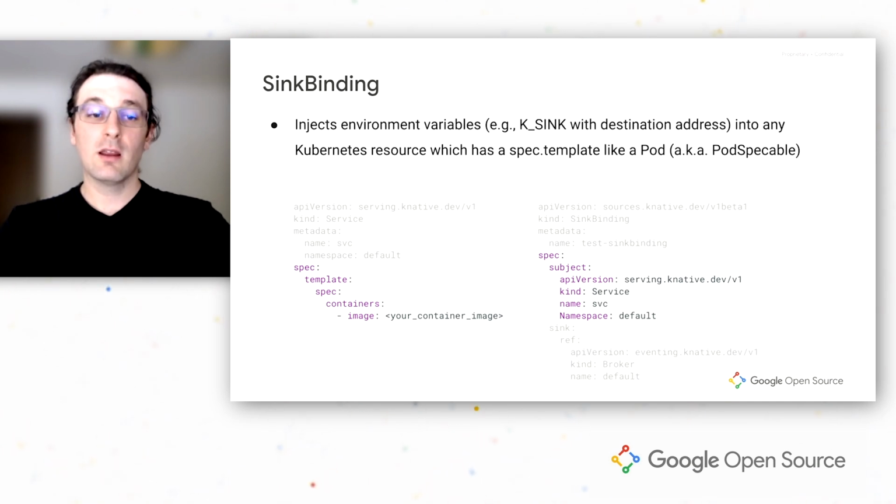By providing in the sink binding the pod specable you want to use, it will inject the sink into that pod specable as an environment variable. This allows you to very quickly and easily get an ad hoc source up and running.